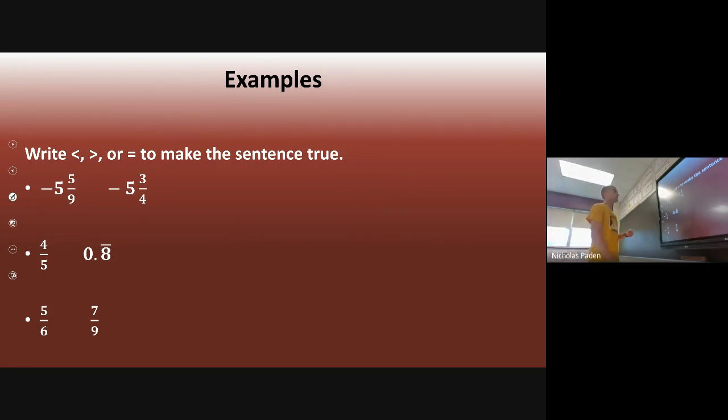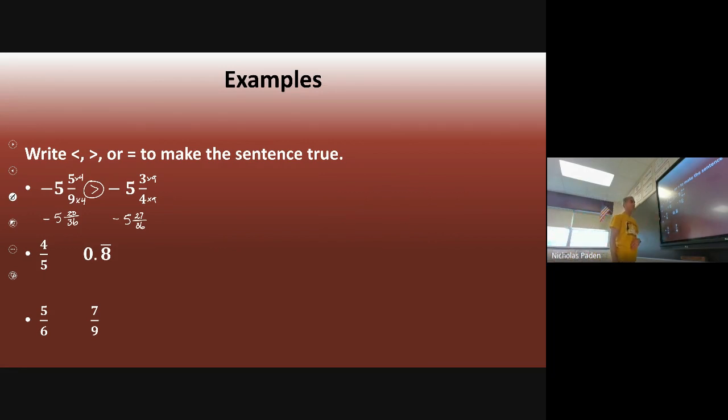Okay, so with our first one, they're both negative. Remember, negative means think opposite. So let's get a common denominator. For 9 and 4, it would just be 36. So we're going to do 9 times 4, 5 times 4, then 4 times 9, and 3 times 9. So this is going to be -5 and 20 over 36. And then -5 and 27 over 36. Normally, 27 is bigger than 20. Since they're negative, it's actually smaller than 20. So it'll look like this. Negative, remember, you got to flip it because it's opposite.